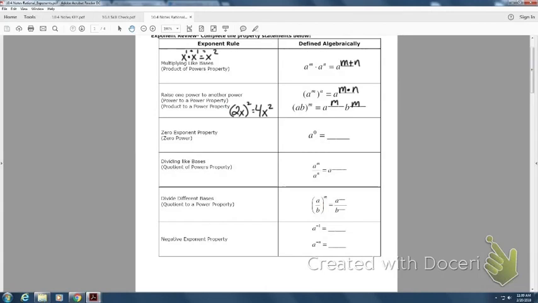Okay. The zero exponent property. This needs to be the easiest one. Might be the easiest problem that we do all year in here. Anything to the power of 0 is always going to be what? 1.